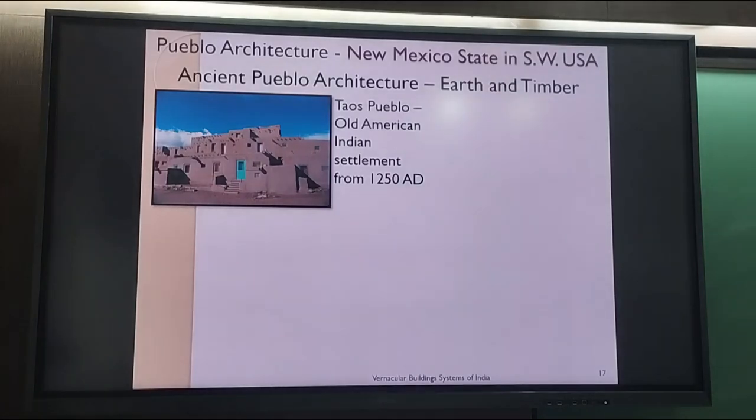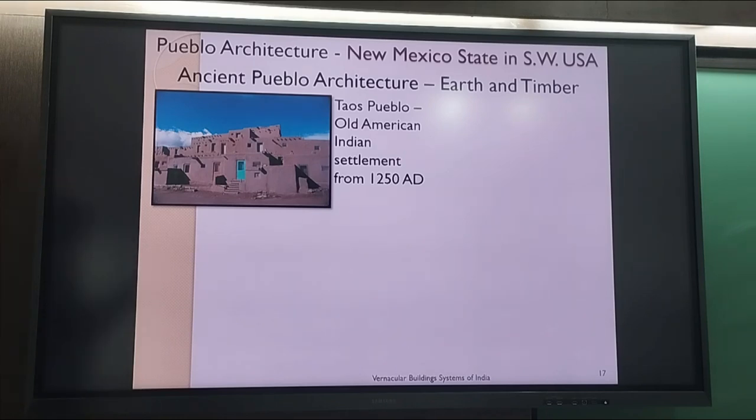All right. Also, something very, very noteworthy. This is the state of New Mexico. This again was part of Mexico once upon a time in southwest US. It's called Pueblo architecture. All right. And this particular building is the oldest living settlement, at least in that continent, from 1250. All right. It has been continuously occupied.